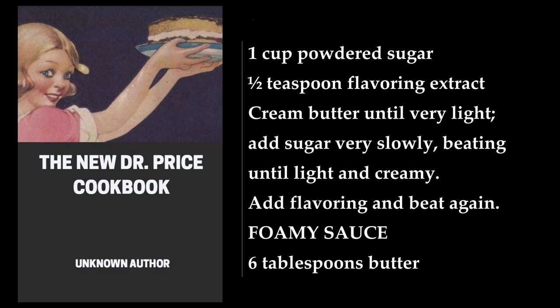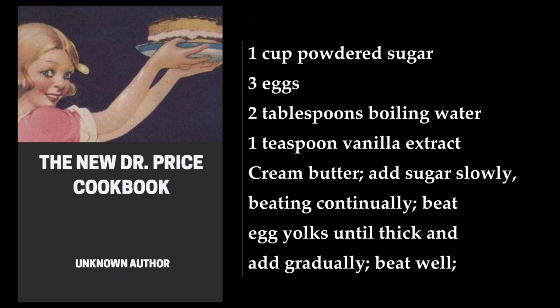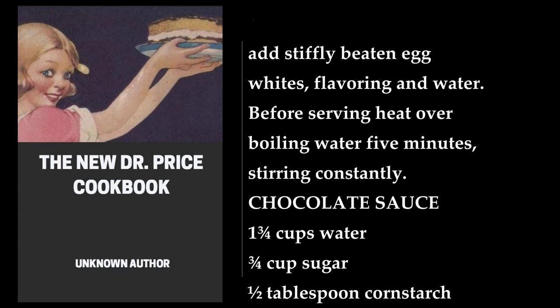Foamy sauce. 6 tablespoons butter. 1 cup powdered sugar. 3 eggs. 2 tablespoons boiling water. 1 teaspoon vanilla extract. Cream butter, add sugar slowly, beating continually, beat egg yolks until thick and add gradually, beat well. Add stiffly beaten egg whites, flavoring and water. Before serving, heat over boiling water 5 minutes, stirring constantly.